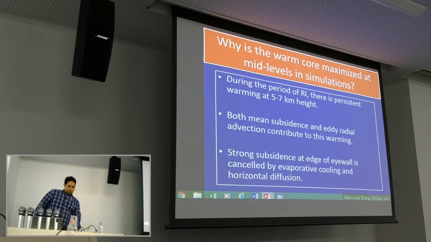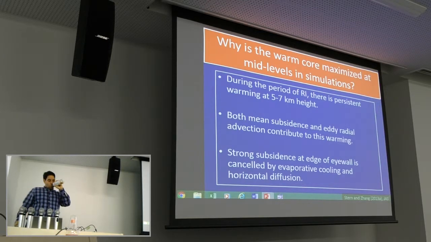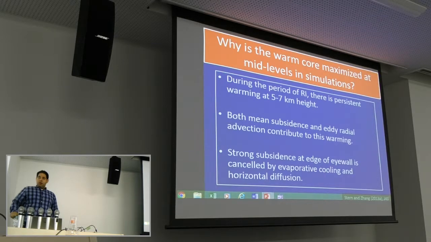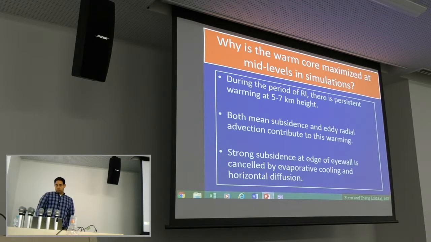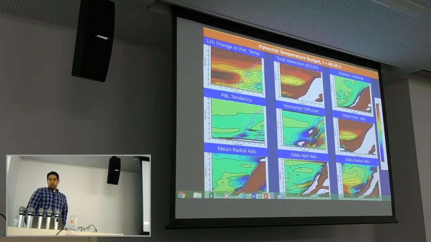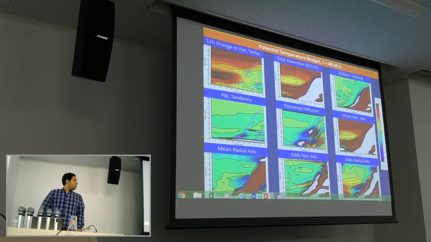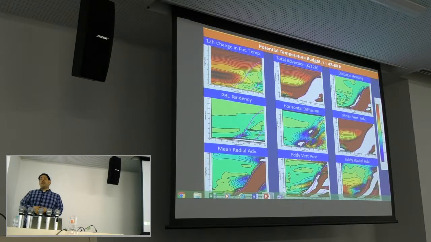Just a moment, I'm just confusing that. I think the evaporative cooling and the horizontal diffusion exist, but I think it's still that the vertical advection near the edge of the eye wall is very strong. Yes, it's a very strong mean vertical advection near the eye wall edge. So I think it's not totally canceled. Yeah, I should clarify. It's not totally canceled, but it's largely canceled.